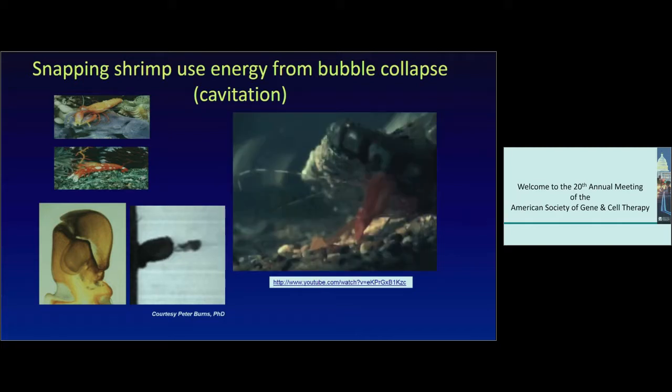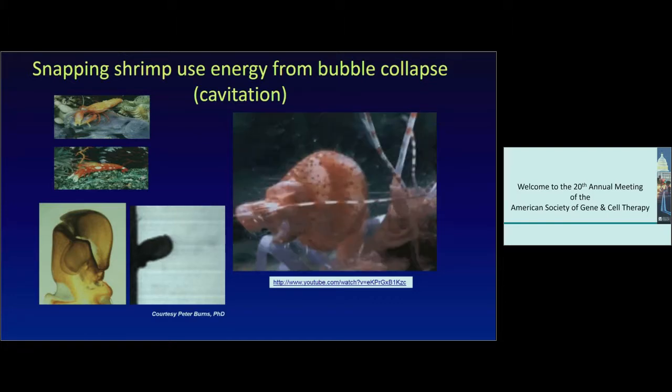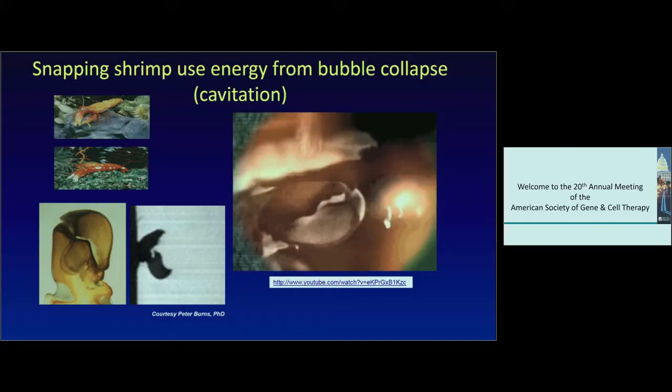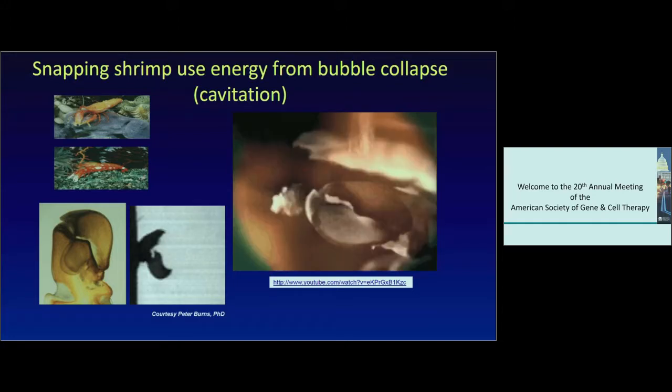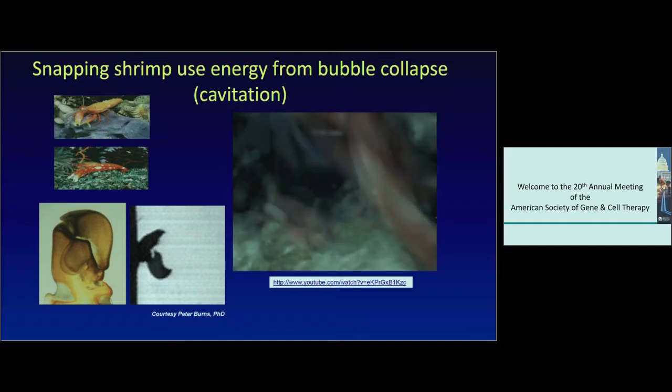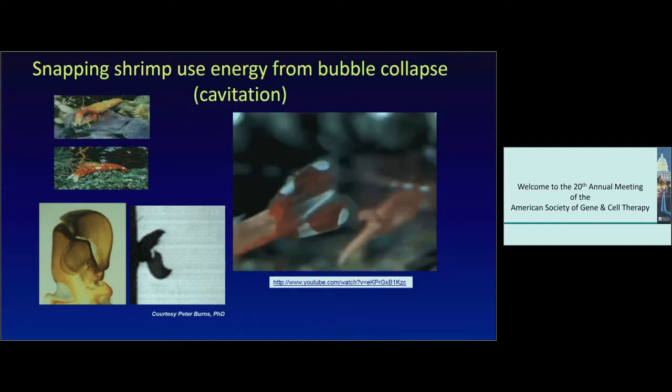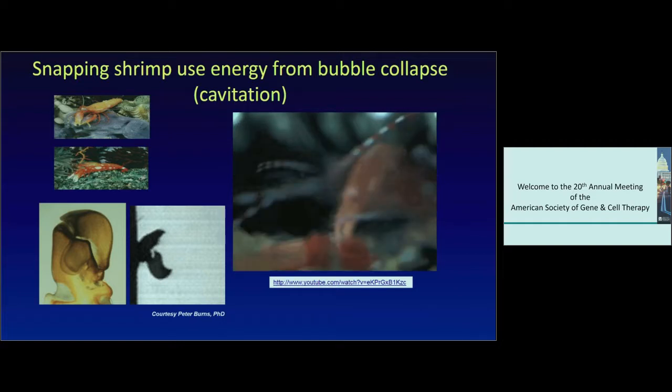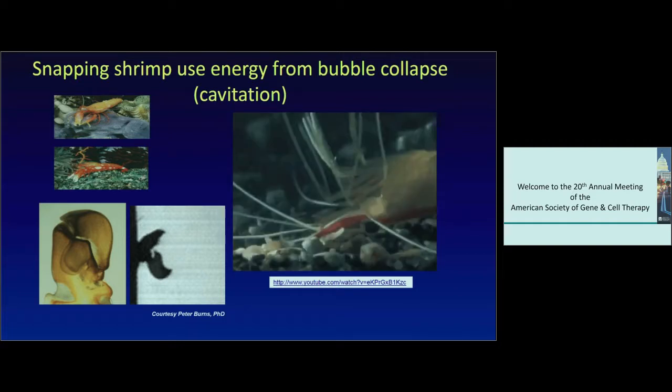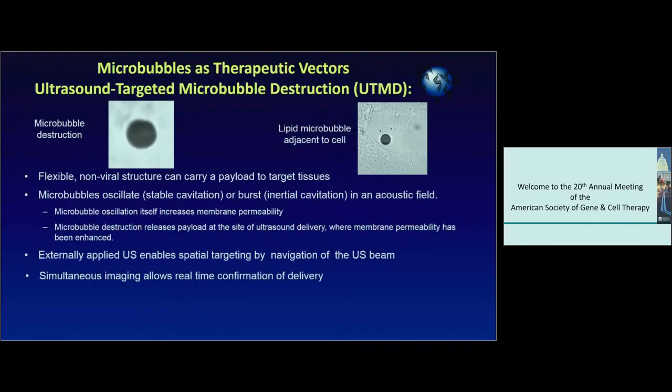Okay, there it goes. So this is the shrimp, and it snaps its claws and it paralyzes the prey temporarily. So this cavitation event, in nature, is what we use for therapeutic applications of ultrasound contrast agents. So we use microbubbles as therapeutic vectors.